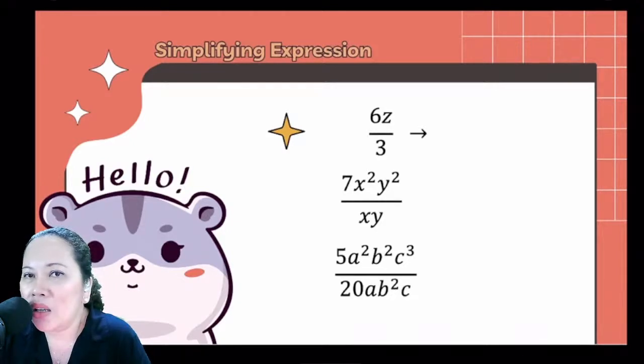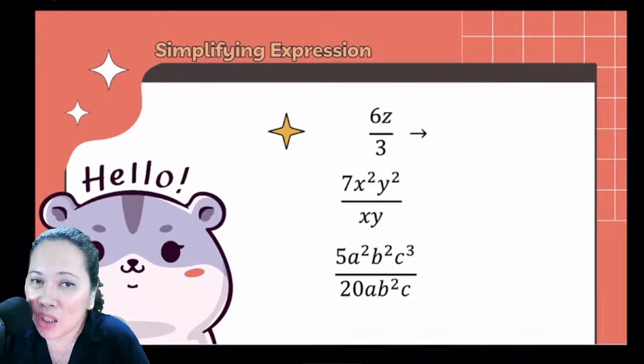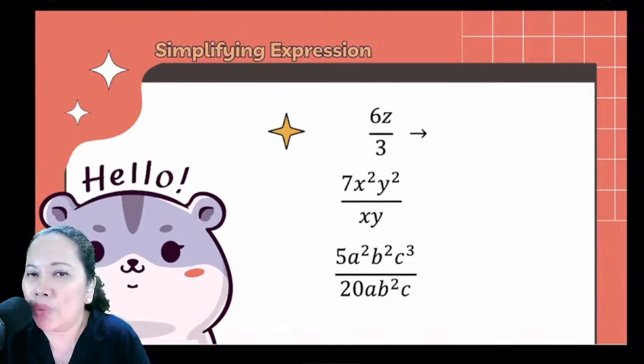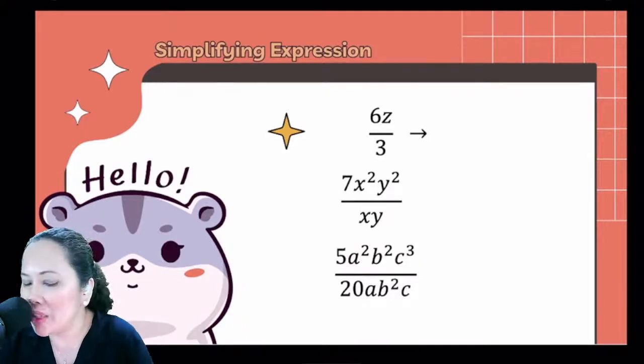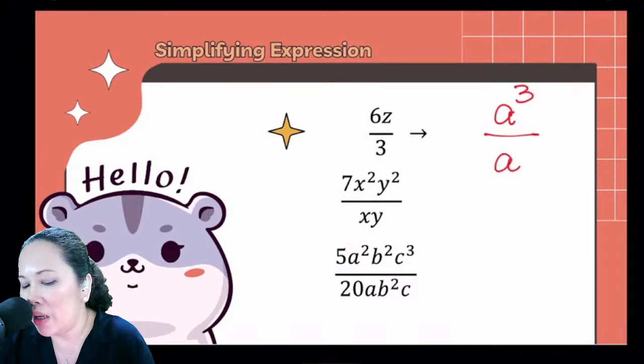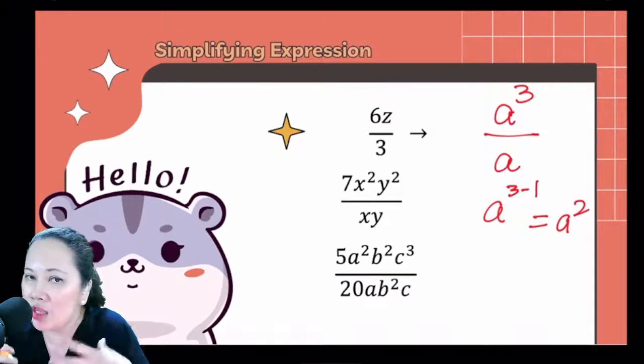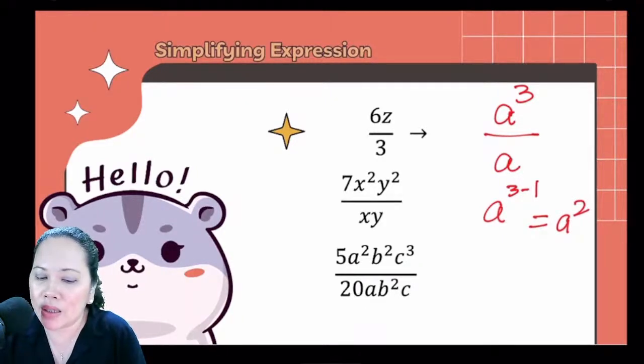All right, so proceeding with simplifying expressions when it is division. So when it is division, rule of exponent. Okay, when we say simplifying expressions in terms of division, rule of exponent states that we have to subtract the exponents of the same variable. So let's say, for example, you have a to the power of 3 over a. That will be understood to be a 3 minus 1 as a power. So that becomes a squared. So that means we have to subtract your exponents.